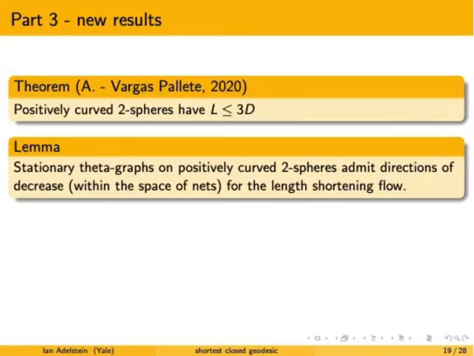The proof relies on this lemma. So the lemma that we prove is that stationary theta graphs on positively curved two spheres necessarily admit directions of decrease, this is within the space of nets, for the length shortening flow. So in other words, these stationary theta graphs always have positive index, or are unstable critical points of the length shortening flow. And sort of at this point, I imagine you could probably put together a sketch of our proof using this lemma, but I'll do it for you.